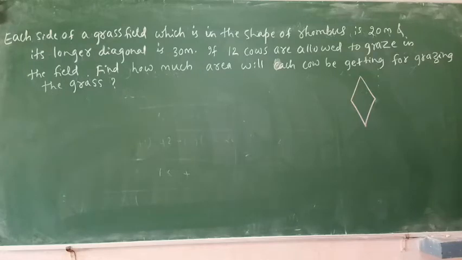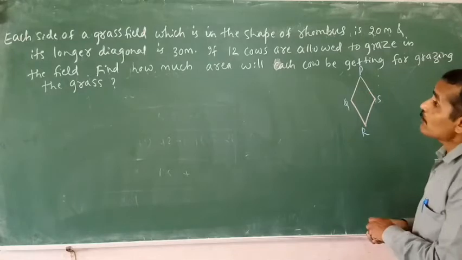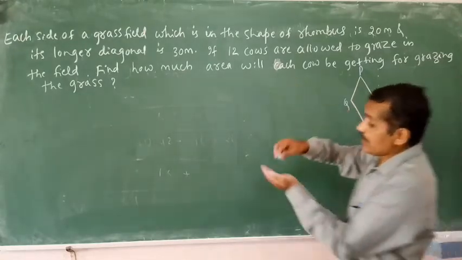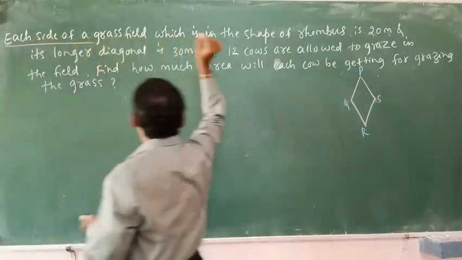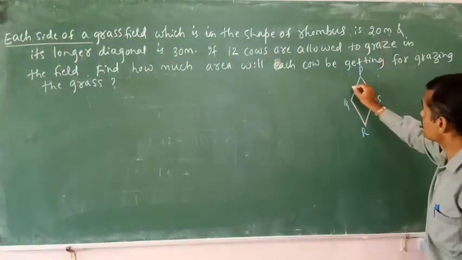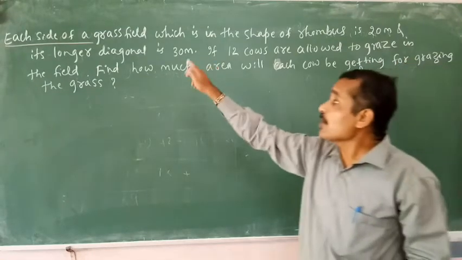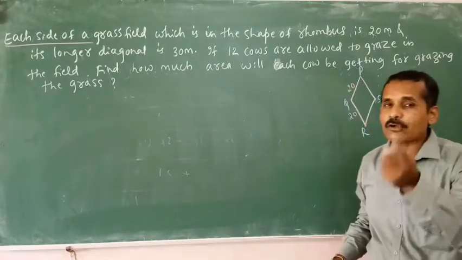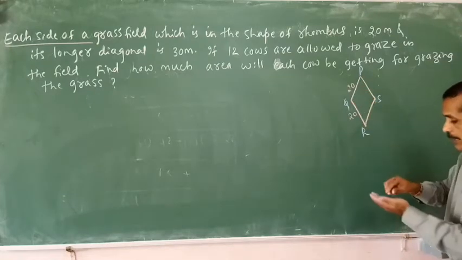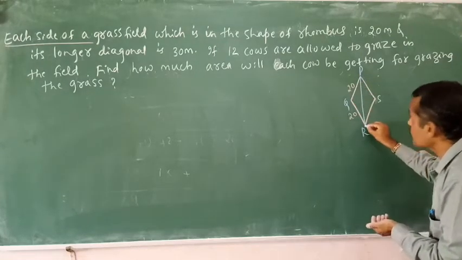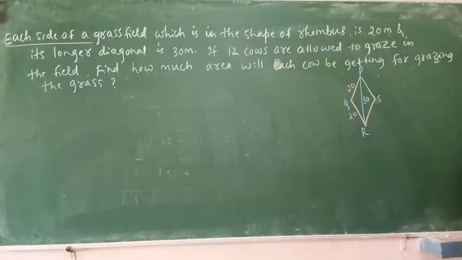Let me call it PQRS. What do they say? Each side of the grass field, which is in the shape of a rhombus, is 20 centimeters. This is 20, this is 20, everywhere is 20. And its longer diagonal is, you know that the diagonals are unequal in the case of a rhombus. This is the shorter diagonal and this is the longer diagonal. They say the length of the longer diagonal is 30 meters. Okay.